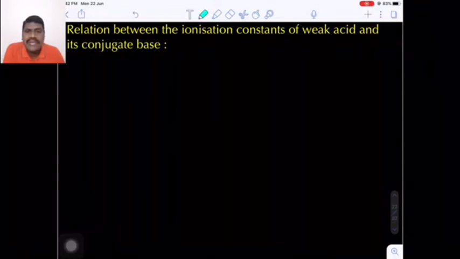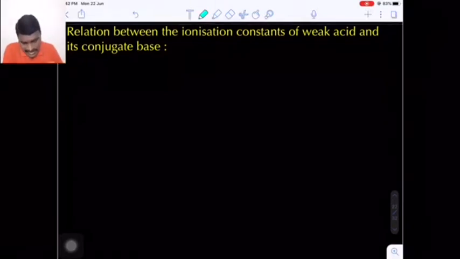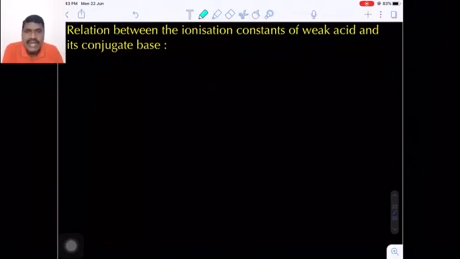This is a very important topic. The product of the concentration of H plus ions and OH minus ions in the aqueous solution at a constant temperature. After completion of ionic product of water, and what is the effect of temperature, the dependence of equilibrium constant, that is the ionic product of water on temperature, isn't it? Now in today's lecture, what we are going to discuss is the relation between the ionization constant of a weak acid and its conjugate base.